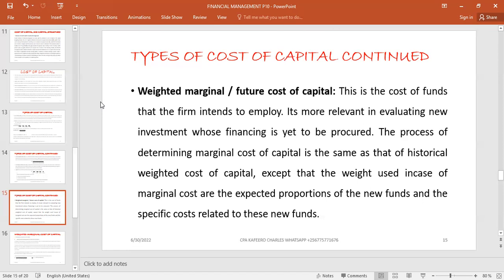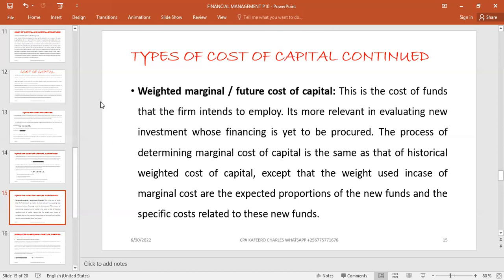The process of determining marginal cost of capital is the same as that of historical weighted cost of capital, except that the weights used in the case of marginal cost are the expected proportions. Expected means they are not exact, they are not the actual ones. They are just assumed: expected proportions of the new funds and the specific costs related to these new funds.